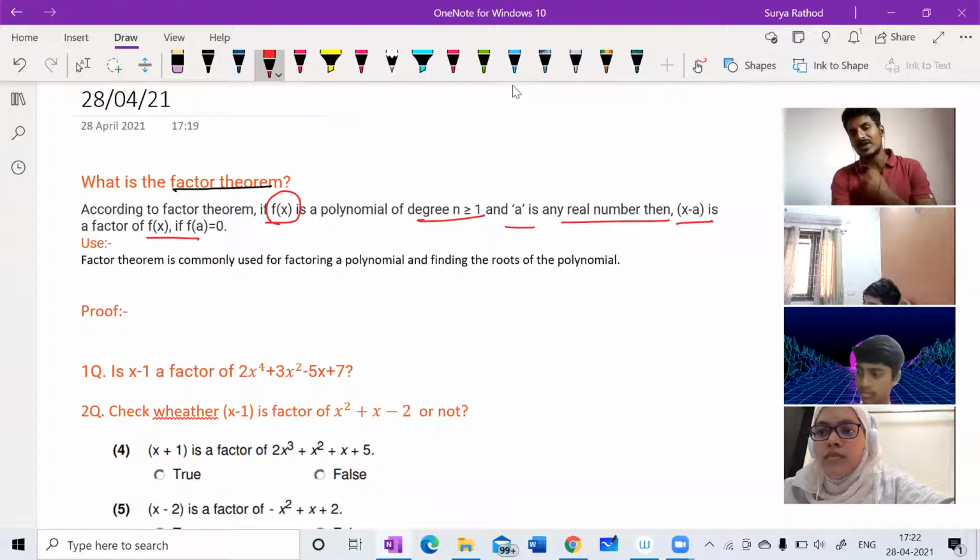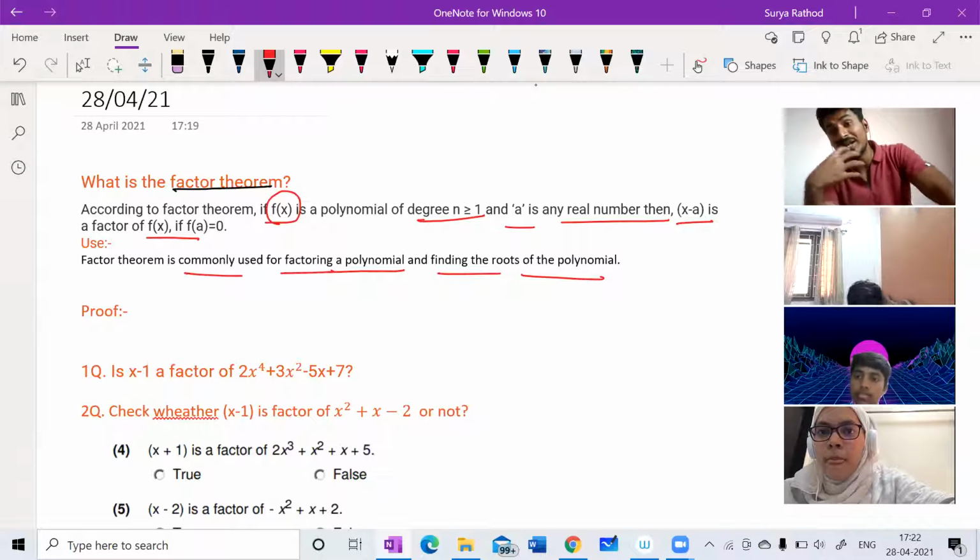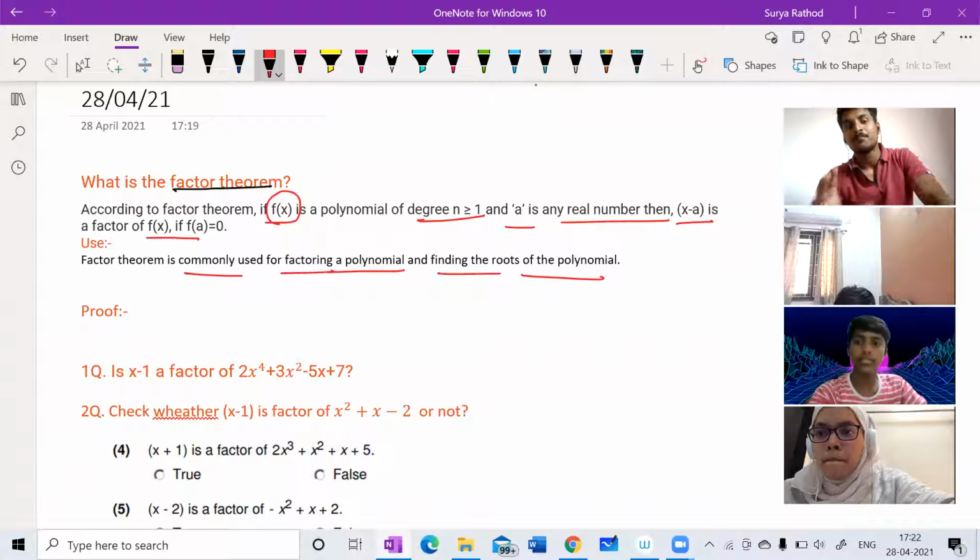Where do we use the factor theorem basically? What are the uses of the factor theorem? The factor theorem is commonly used for factorizing a polynomial and finding the roots of a polynomial. For factorizing a polynomial and finding the roots of a polynomial, we will be using the factor theorem.